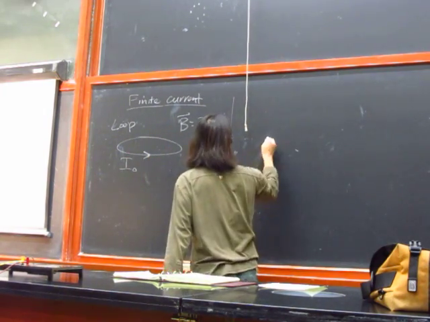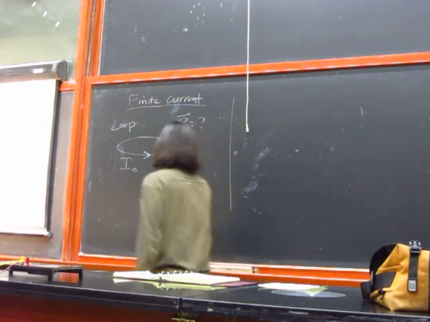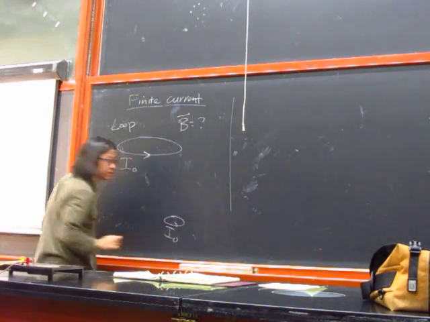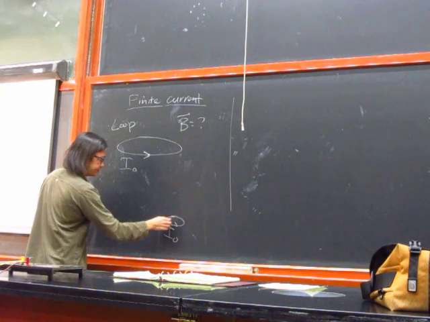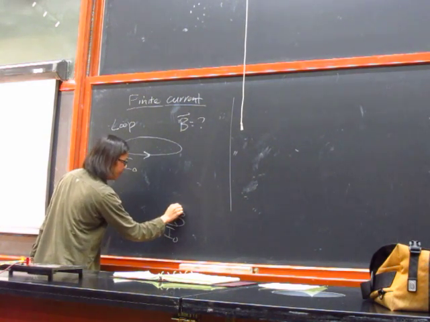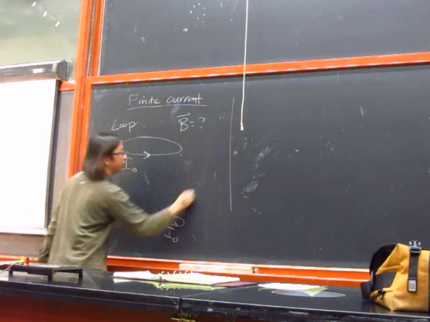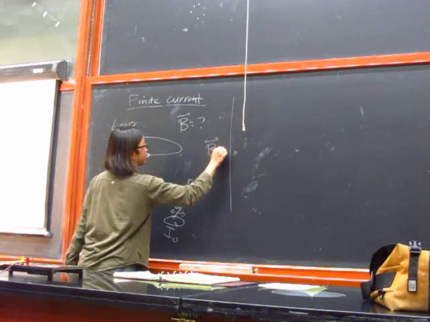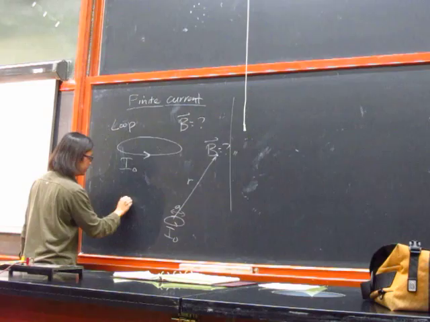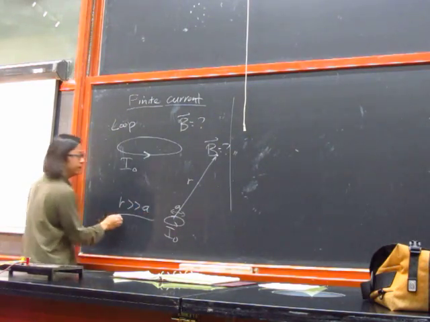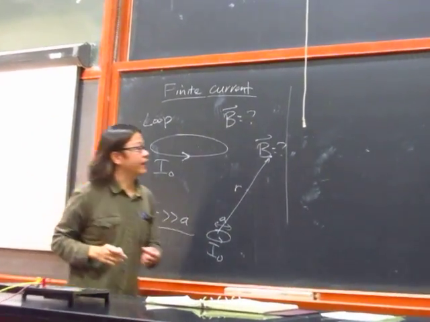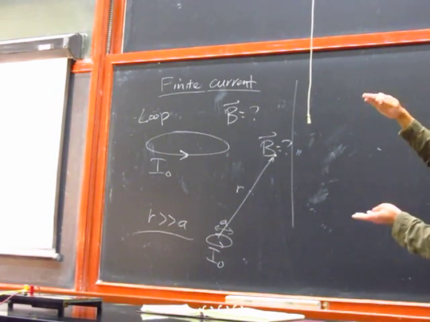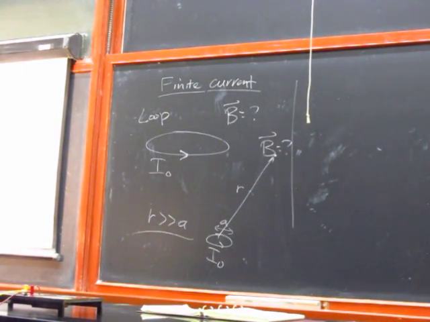But I can also have a situation where I have current again, I naught, right? This is dimension a, right? And I'm looking at the B field at R, where R is much greater than a, right? Another thing of interest is if your solenoid is of finite extension, how do you calculate the fringe field?